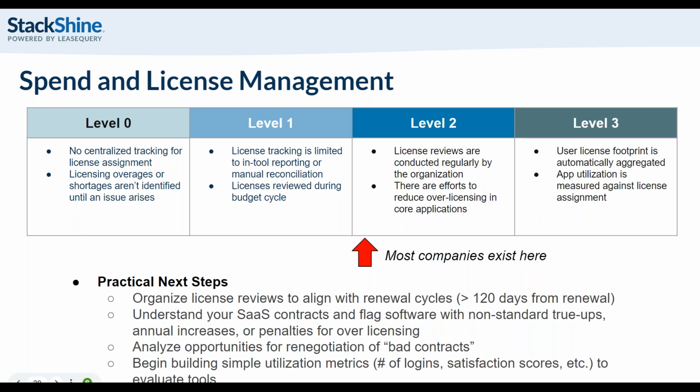So what we always recommend is that we organize license reviews preemptively to align with the renewal cycles. Rather than waiting until the very end of the year, they should always be done as renewals are approaching, but not just right as the renewal is happening, well in advance. So you can account for things like penalties or non-standard true ups or annual increases that you weren't really expecting or forecasting for. And then this gives you an opportunity to renegotiate some of these contracts.